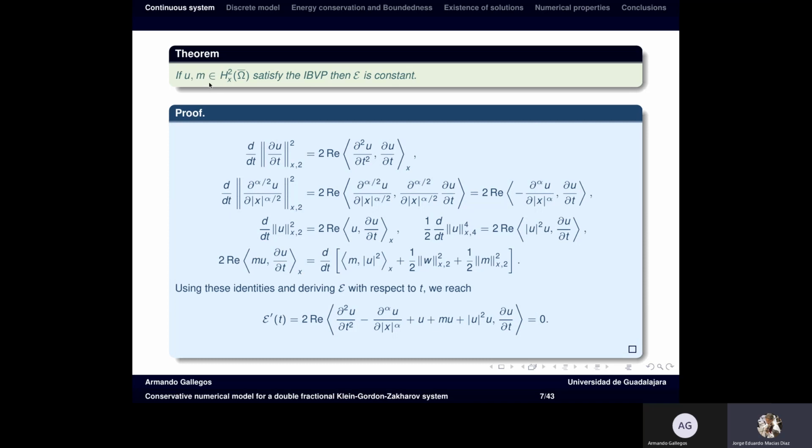This total energy, as we mentioned in this theorem, is constant. So if U and M are sufficiently regular functions, then the energy is preserved throughout time. The proof of this property is by taking derivatives in all the terms. So once you take the derivative of the energy, you find this expression which is equal to 0.